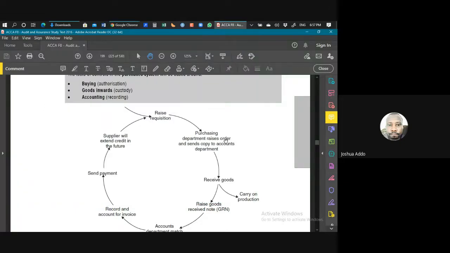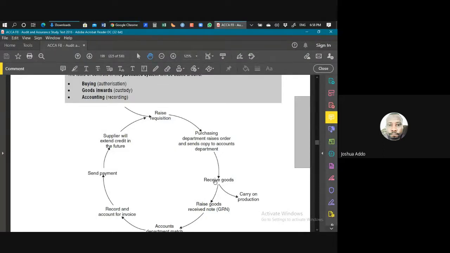When the goods arrive in a typically large organization, they might have a receiving department or a receiving section. They are in charge of receiving the goods from the suppliers. But let's see here. When they raise the purchase order, they will not raise just one. They will raise multiple copies of the purchase order because they need to keep one for themselves as the purchasing department, send one to the accounts office, and ideally send one to the receiving department. The receiving department will have to check the goods received against the purchase order for reconciliation.